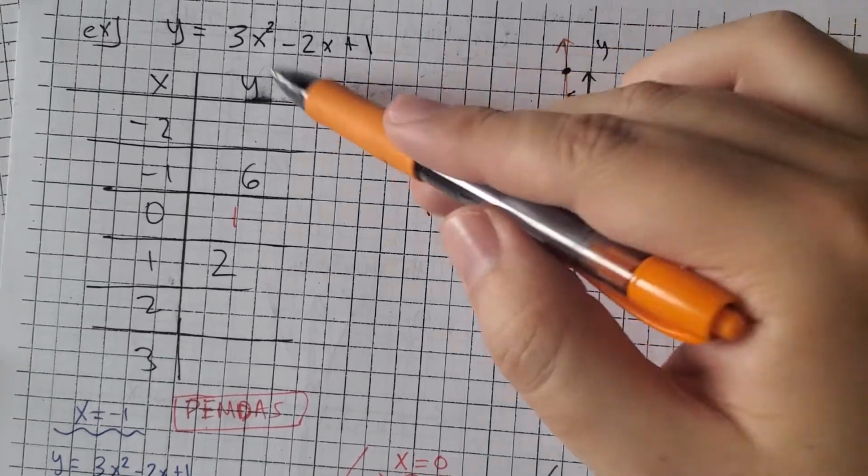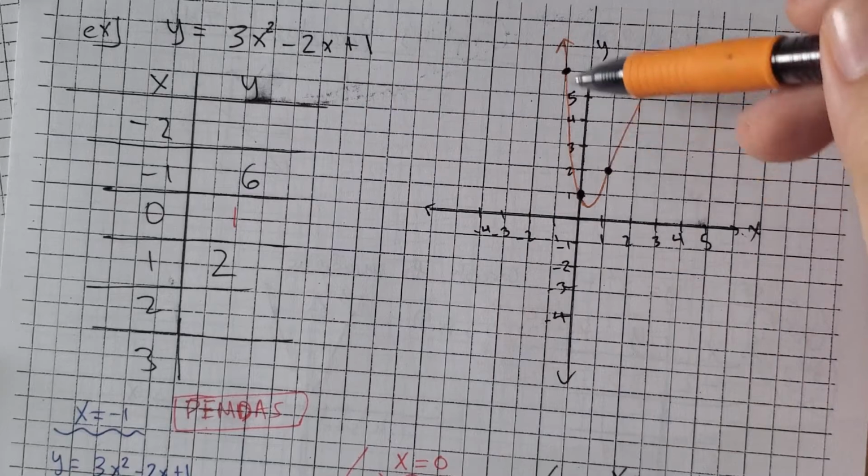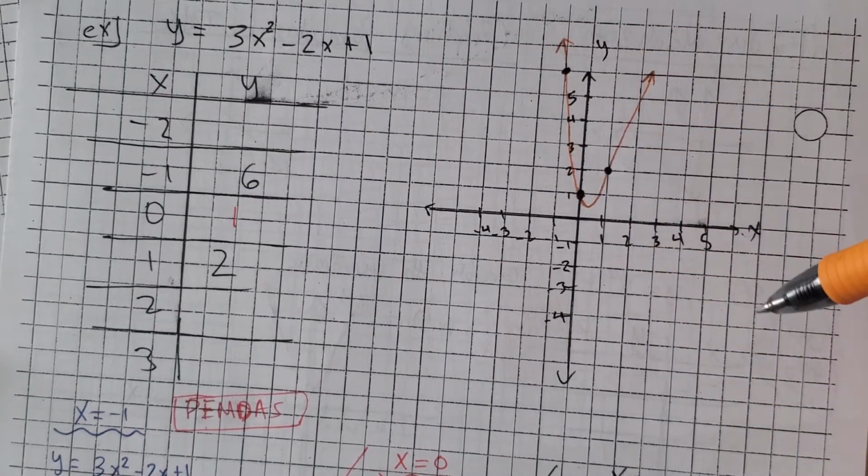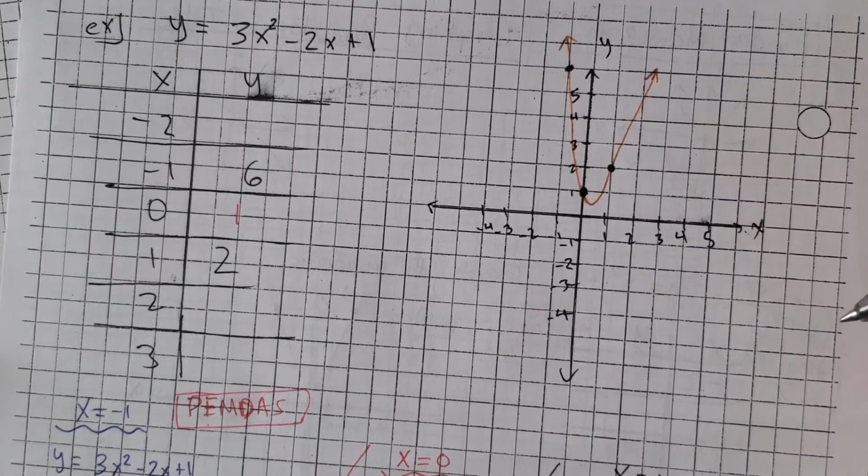But again, it's this U shape, and if you can notice, it's a positive 3 at the beginning. That's why it's a positive parabola, and my y-intercept was 1, which is over here. Okay, so this was the optional video.